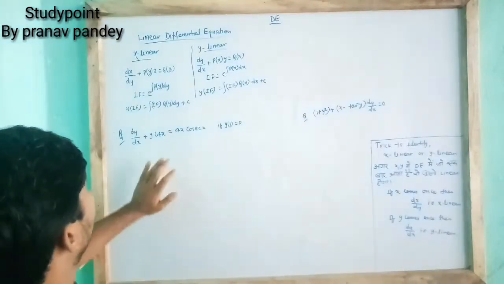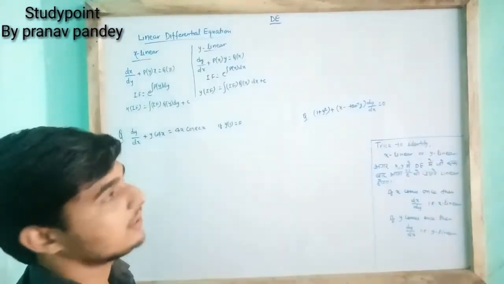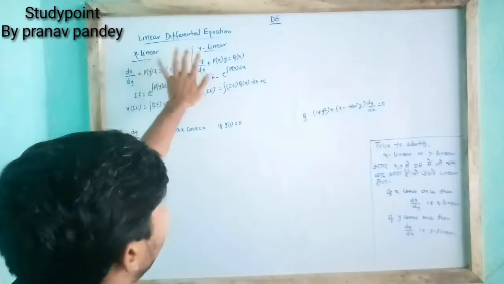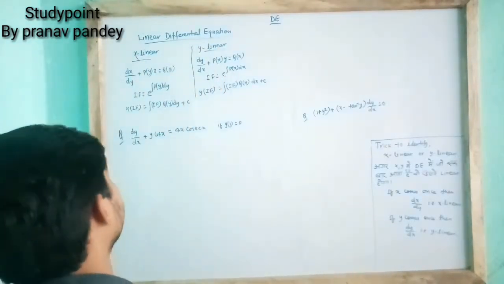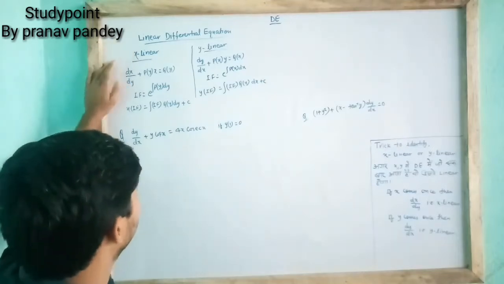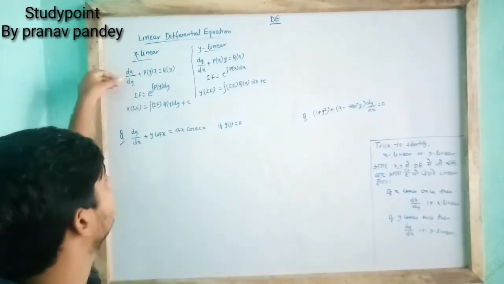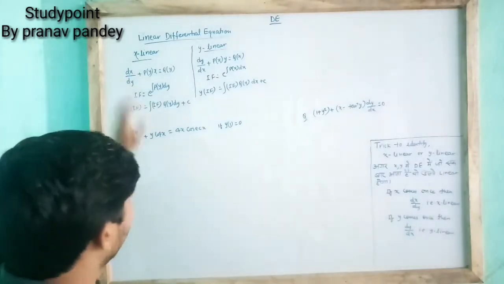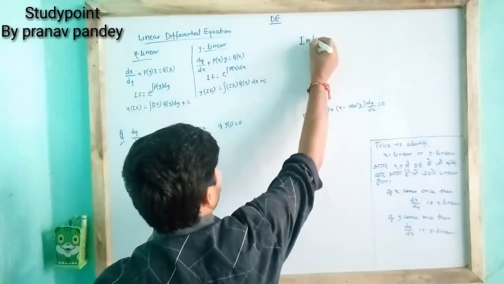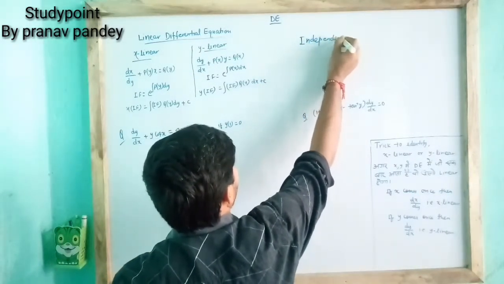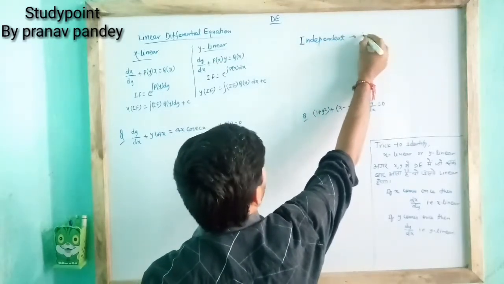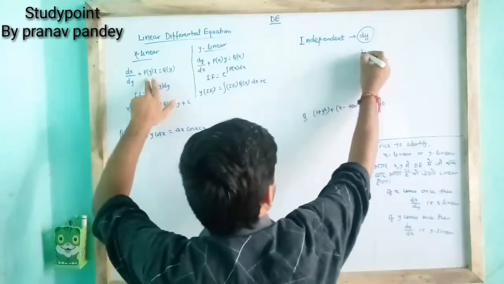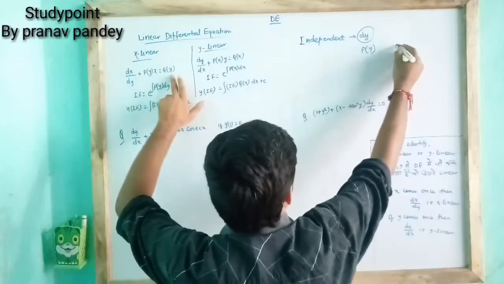Today we are going to start about linear differential equation. In linear differential equation, basically we will study about x linear and y linear differential equation. In x linear differential equation, x is a dependent variable and y is an independent variable. So the independent variable here is dy. In this part, p is a function of y and q is a function of y.